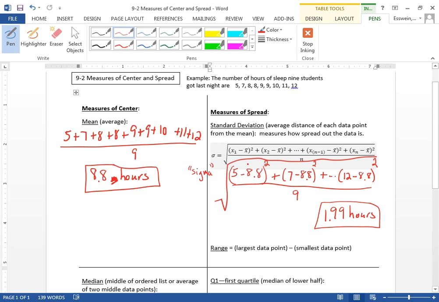So yes, we want to get all positive numbers. We want to square it so that we don't get 0 every time. Yeah. So we get about 1.99 hours.